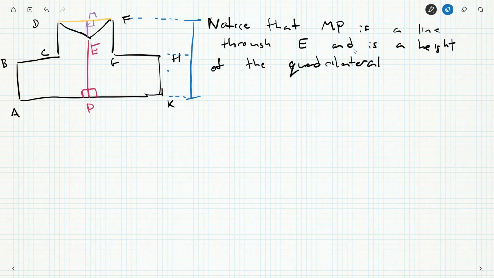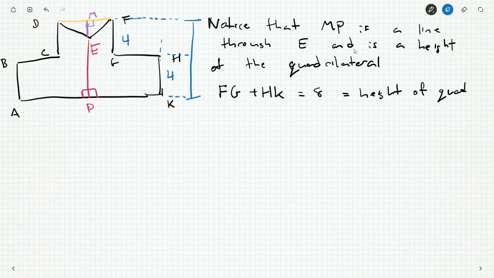pretty quickly because we know each of these lengths here is 4. So FG plus HK equals 8, which is the height of the quadrilateral. So now I know the total height here is 8. If you felt like that wasn't a good enough explanation, you can, of course, extend HK up, get a right angle. This is a square, so this is the same length, and so on. That's fine. I don't think that's necessary.